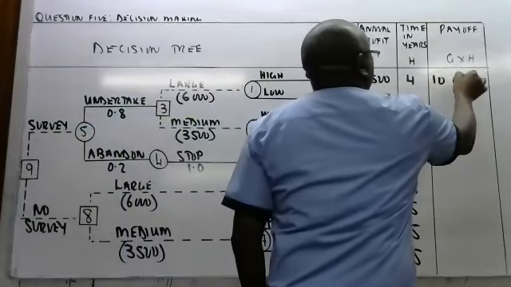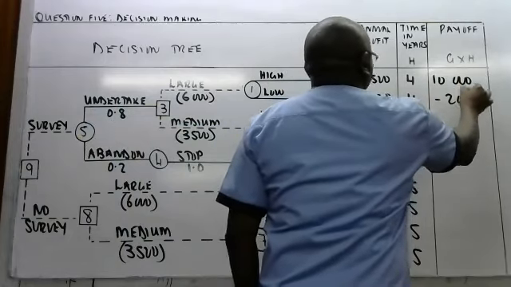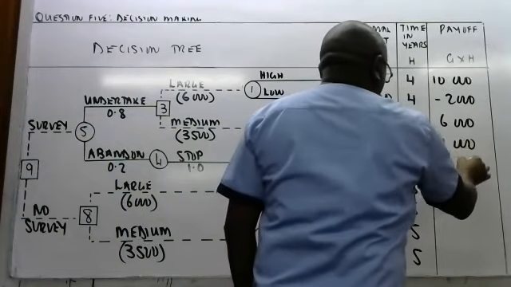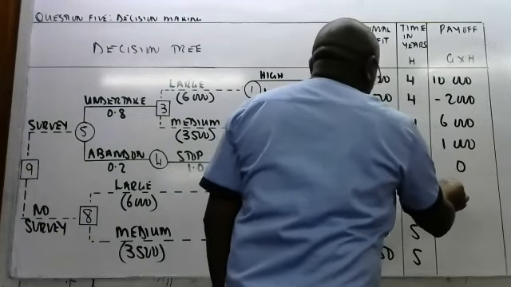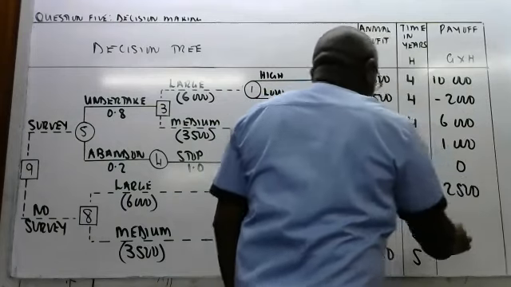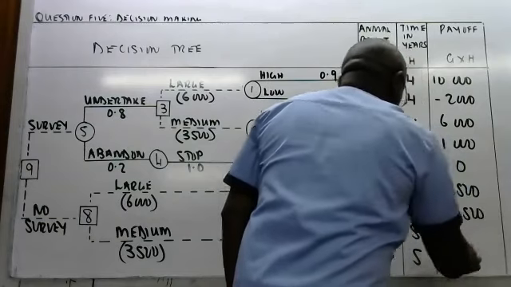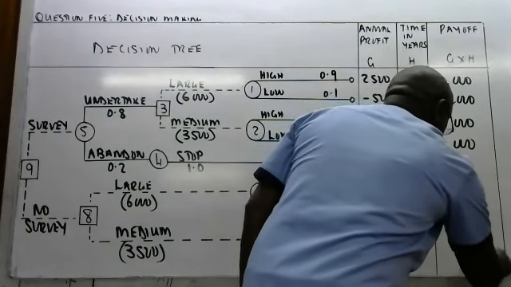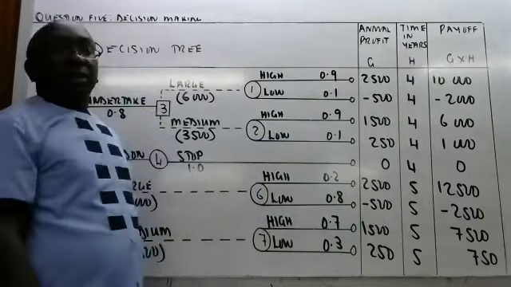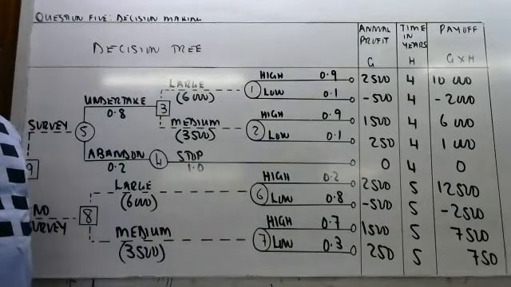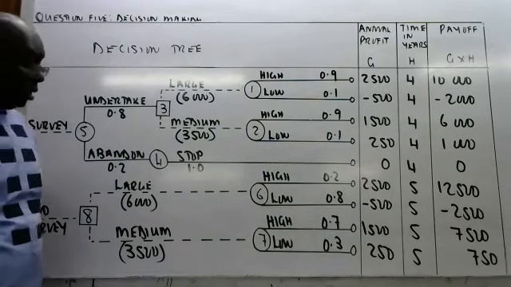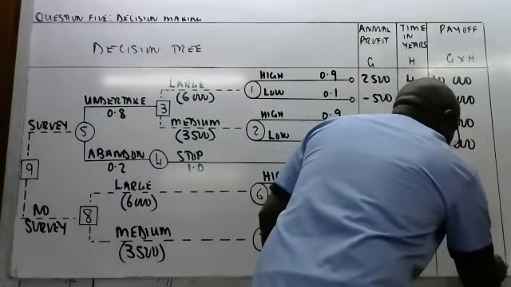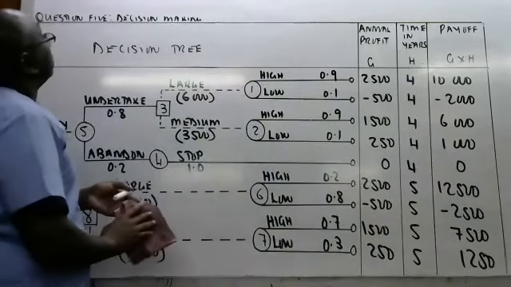10,000. Minus 2,000. 6,000, then 1,000, zero, this is what? 12,000. 500, then minus what? 25, this is 7,000. 500, and this is 750.